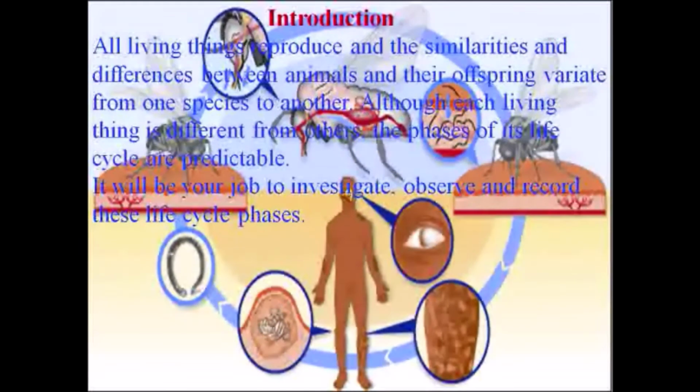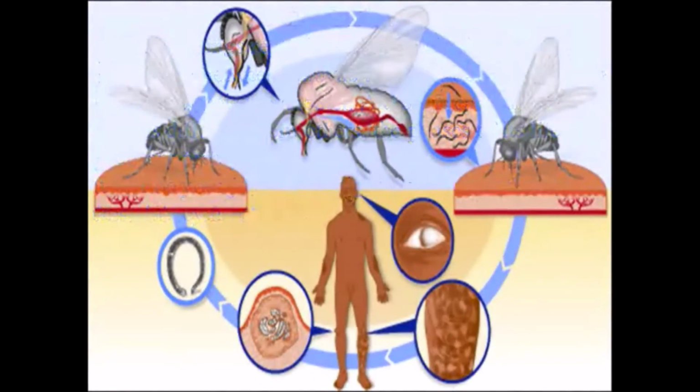All living things reproduce, and the similarities and differences between animals and their offspring vary from one species to another. Although each living thing is different from others, the phases of its life cycle are predictable. It will be your job to investigate, observe and record these life cycle phases. So observe the life cycles of different animals, especially insects, and then see how you can investigate, observe and record their life cycle phases.